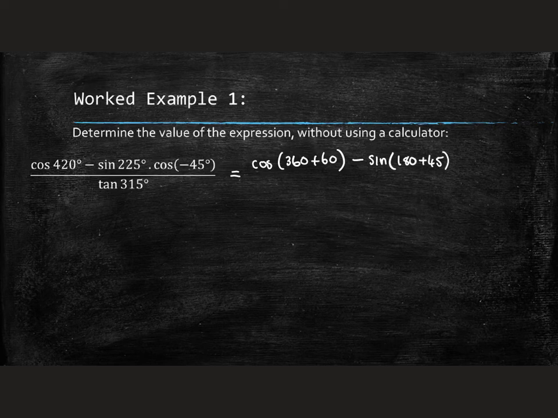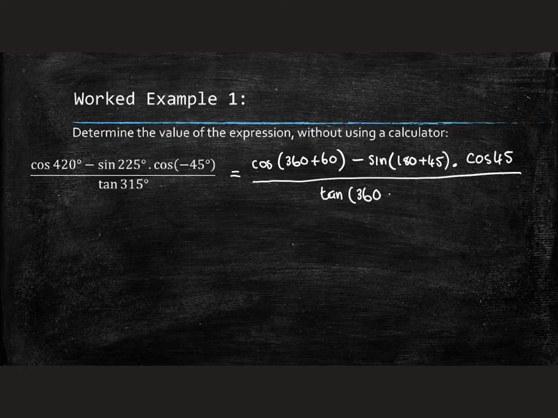What we saw for the negative angles already, as a multiplication, is that cos of negative 45 just becomes cos of 45. And these would all be divided by tan of 315. Now tan of 315 would be written as tan of 360 minus 45.